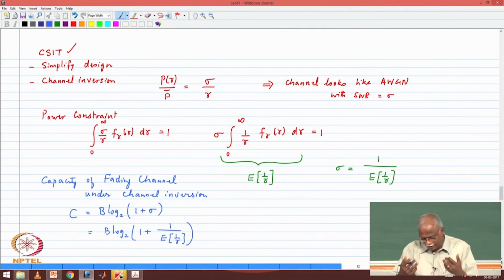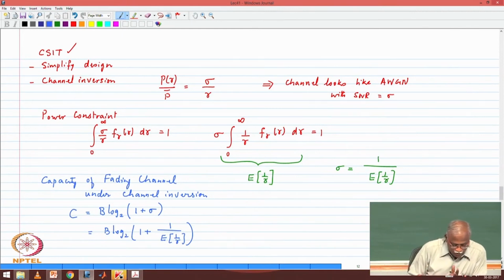Because what it says is if you can do channel inversion for me, then all I need is one encoder, one decoder, and it will achieve the capacity of an AWGN channel which has an SNR of 1 over the expected value of 1 over gamma. Okay, so it's a very interesting scheme. We just want to know how good this method is and whether we can exploit it to our advantage. Okay. So let's see if we can revisit our example.